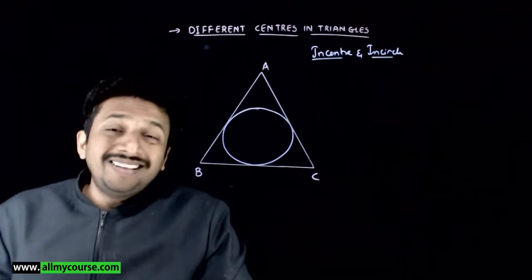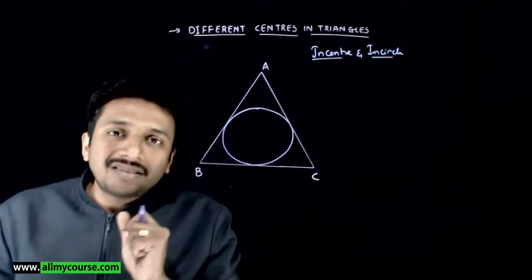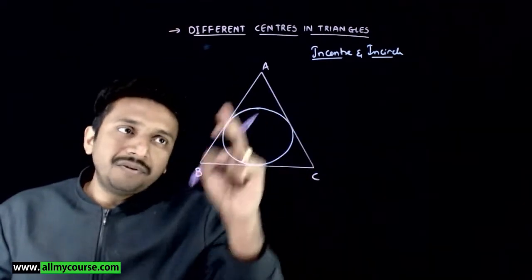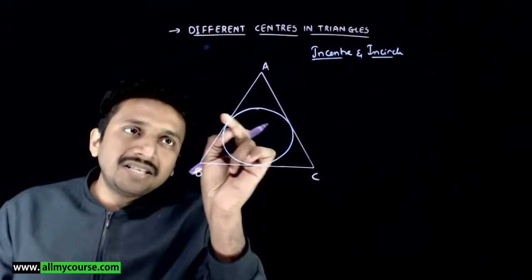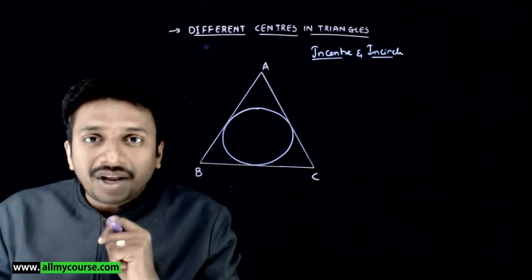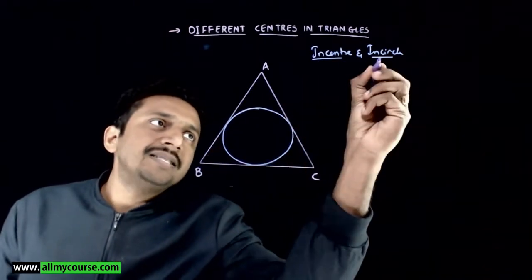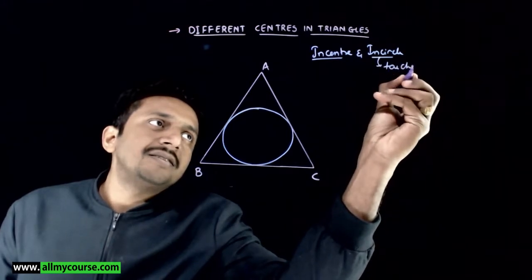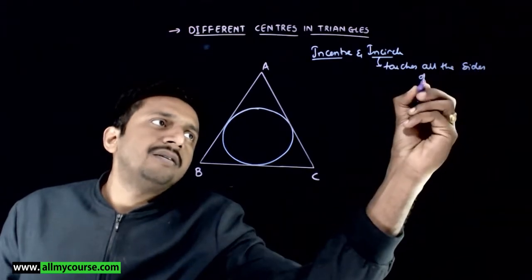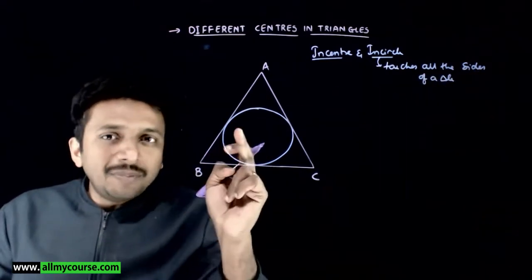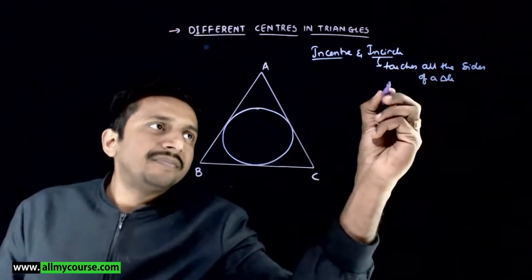So welcome students. In this video, let us look at the topic of incenter and incircle of a triangle. If you take ABC as a triangle, a circle which touches all the three sides of a triangle is called the incircle of the triangle ABC. Incircle touches all the sides of a triangle. That means the sides of a triangle are tangents to the incircle.